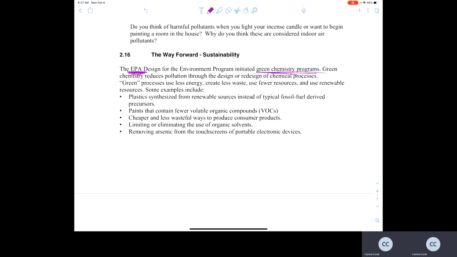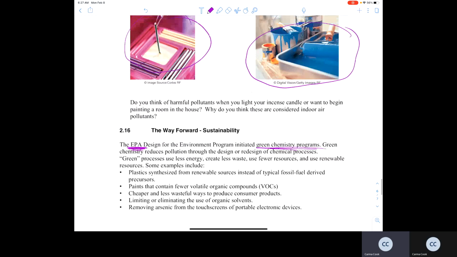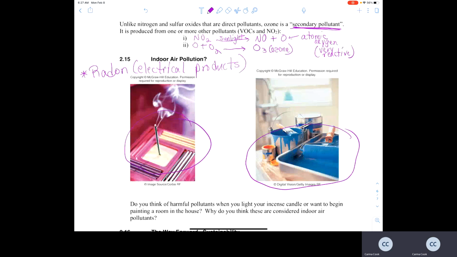That brings us to the end of chapter 2. So we're going to try to complete chapter 2 by Wednesday, the 10th. If we don't, we may have a little bit of it to finish off in class on Monday, the 15th.